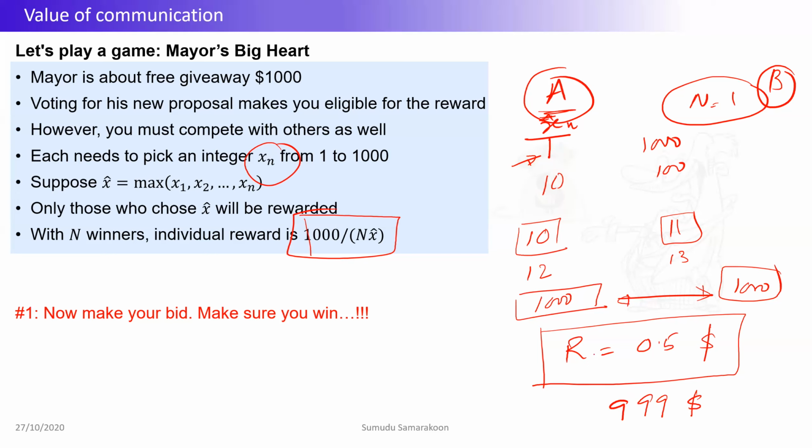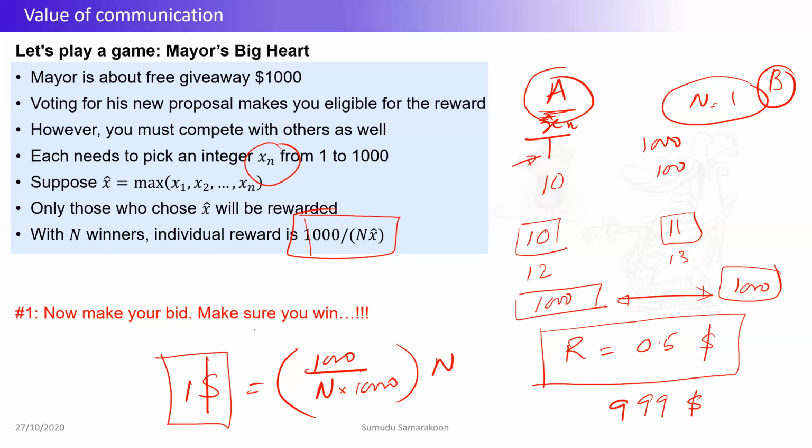Now suppose there were n players instead of 2 players. So basically everybody individually will get this value. Sorry, this should be 1,000, not 10,000. And there are n winners. So basically still this goes to $1, right? That means with this approach, whatever happens, if players are rational, the mayor will only give $1 to get the vote from all the members. Pretty nice, right?